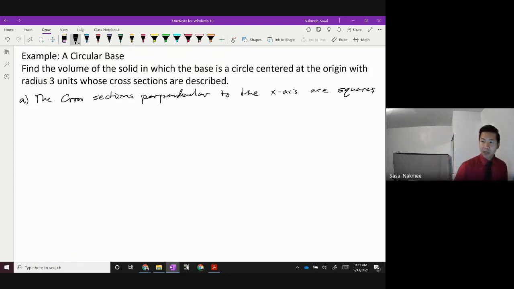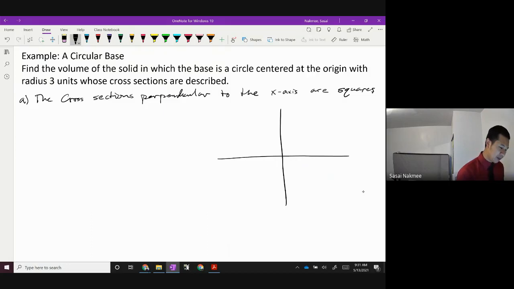Okay. So first things first, I don't even have an equation of f of x. I don't know what this looks like. They just tell us that the base of this thing is a circle centered at the origin with radius 3 units. So I know what it looks like.